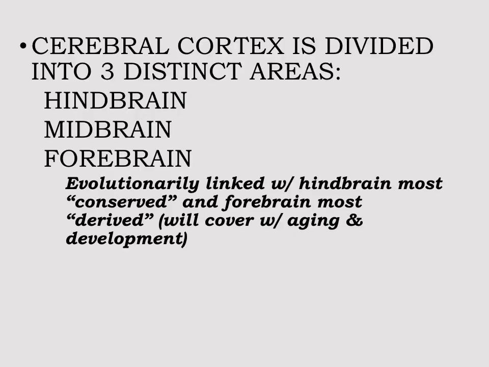Within the cerebral cortex, we have three distinct divisions that we talked about before. We have the hindbrain, the midbrain, and the forebrain. Evolutionarily speaking, the hindbrain is the most conserved. That means that we see it across all vertebrates. The midbrain is the next most conserved. The forebrain is the most derived. That means it's the most evolved.